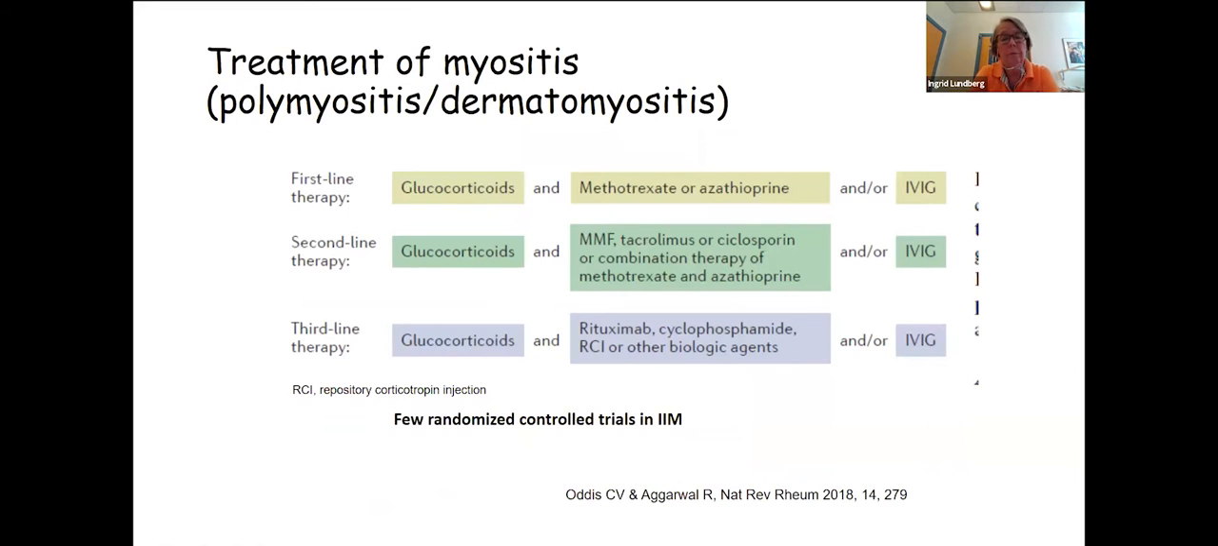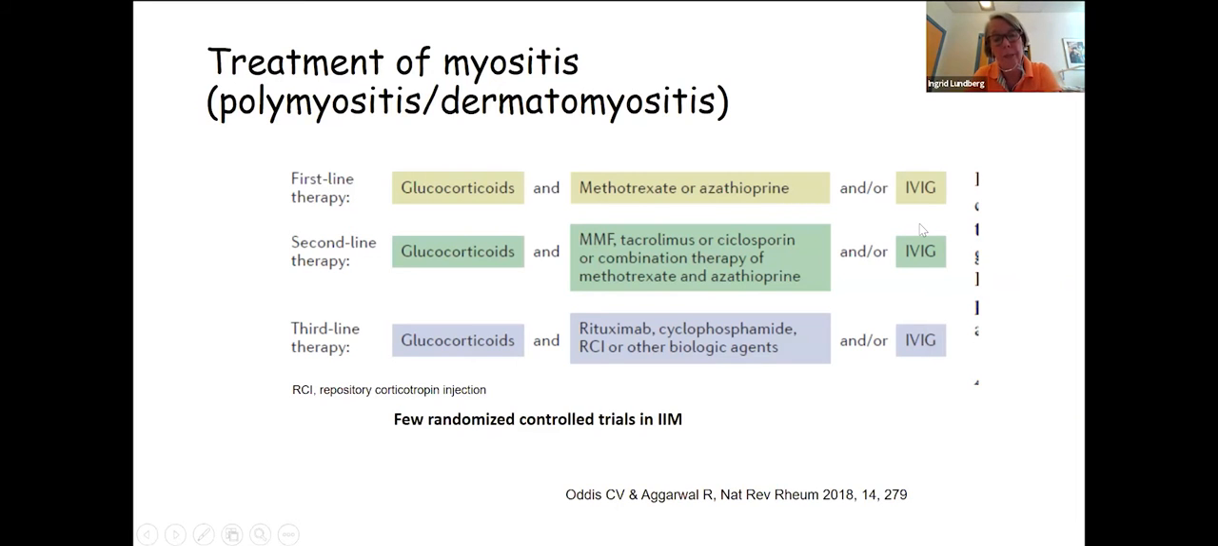So now to some recommendations of treatment. I recommend reading this review by Dr. Oddis and Agarwal in Nature Reviews Rheumatology. But as you can see, these recommendations are still based on case series performed mainly with the old subgroups of poly- and dermatomyositis. So there is even less published experience from treatment of the new subgroups that were presented by Alain.